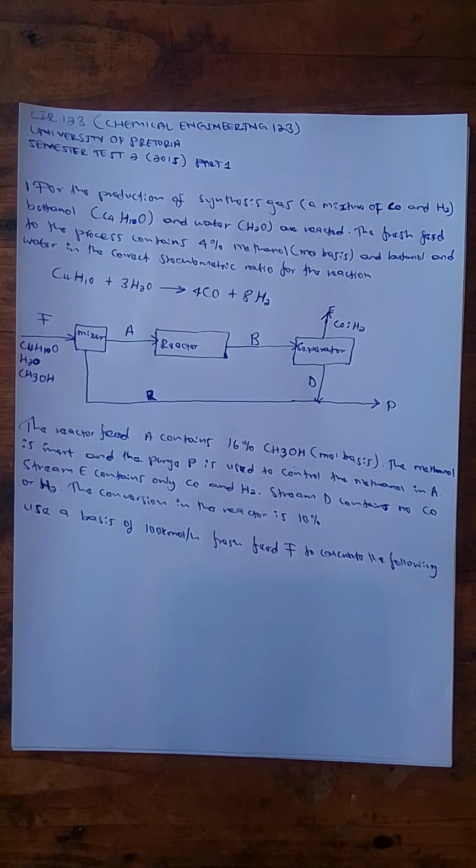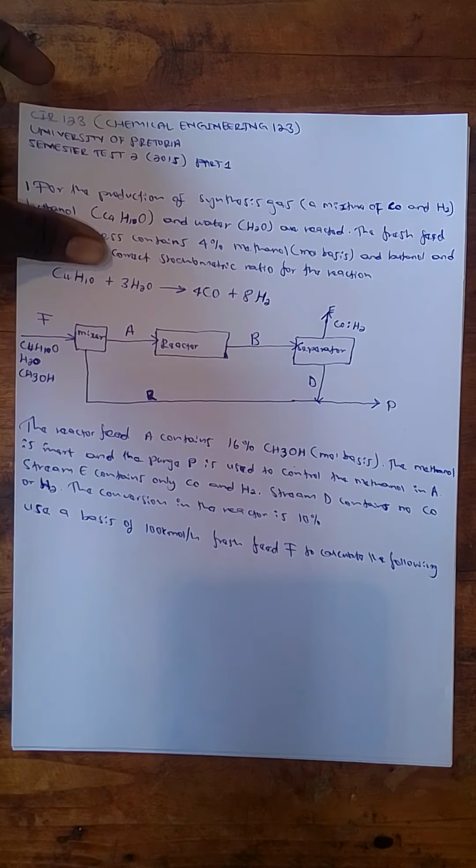It goes further to say the reactor feed A contains 16% CH3OH on a mole basis. The methanol is in it, and the purge P is used to control the methanol in A. Stream D contains only CO and H2, and stream D contains no CO or H2. The conversion in the reactor is 10%. It says here to use a basis of 100 kilomole per hour of fresh feed F to calculate the following.